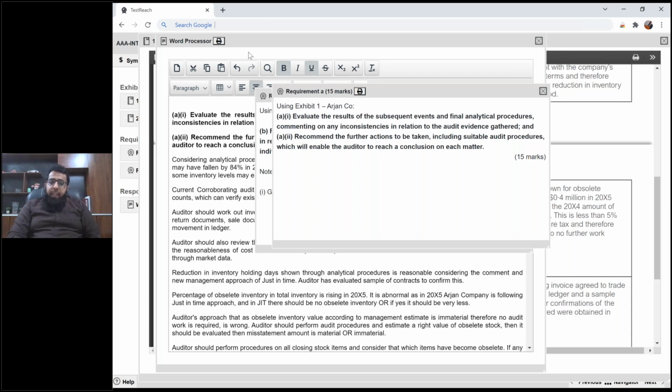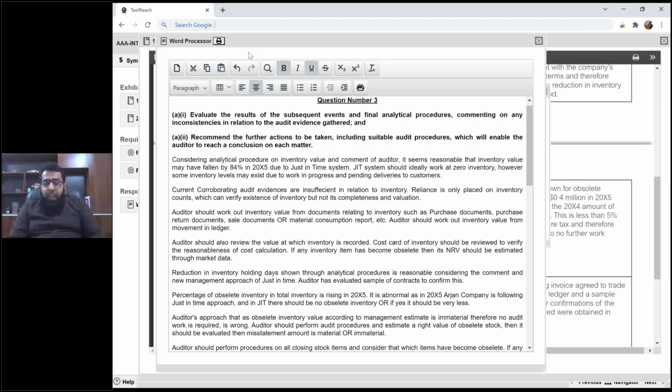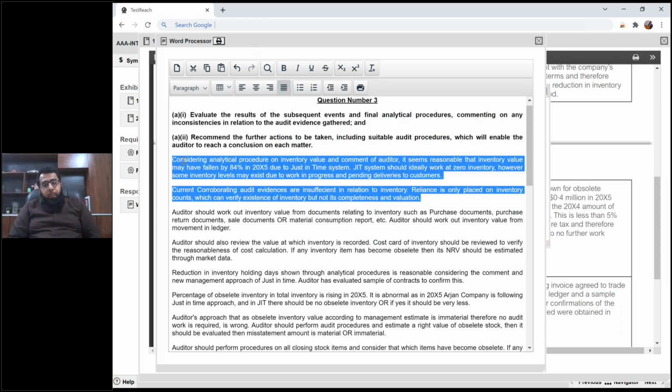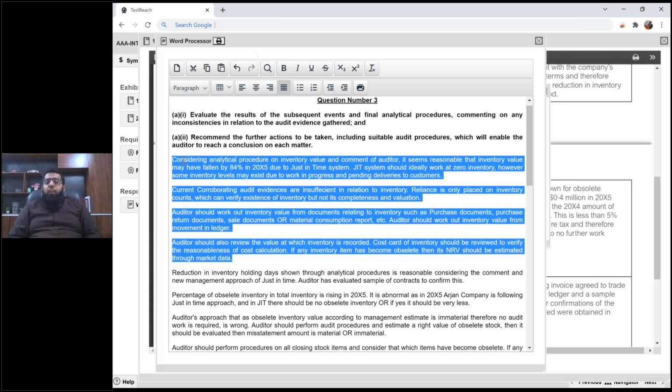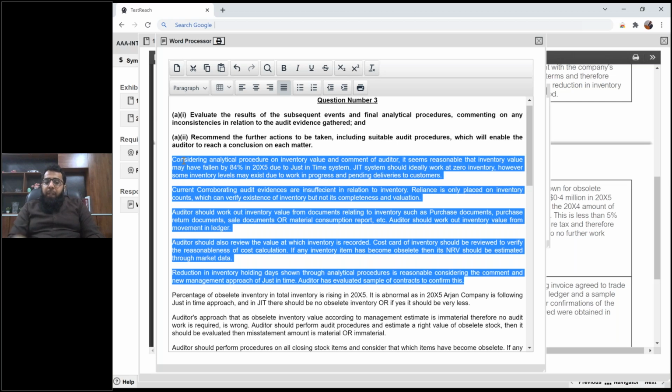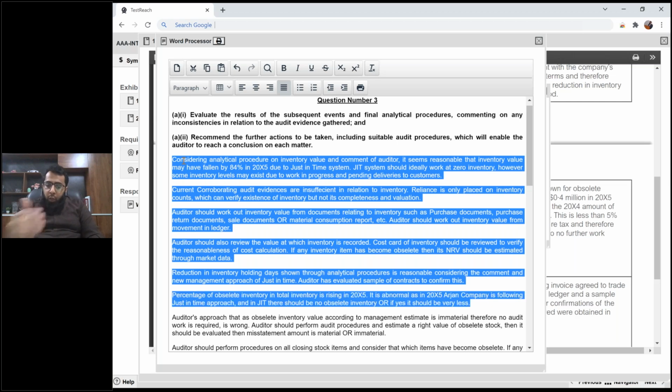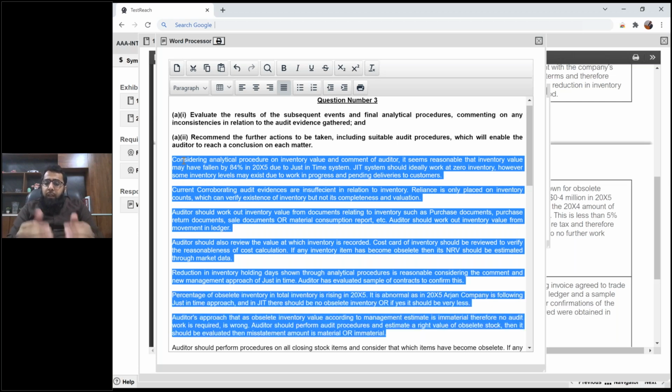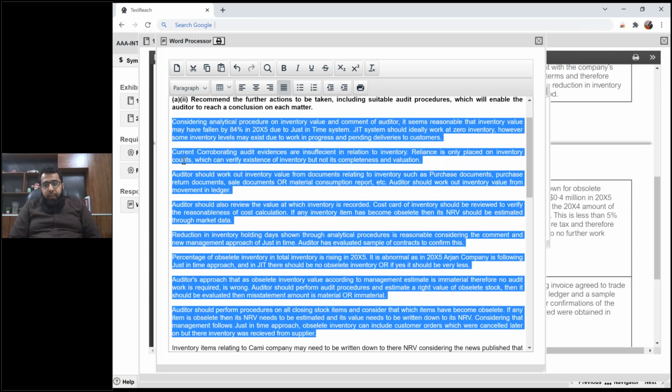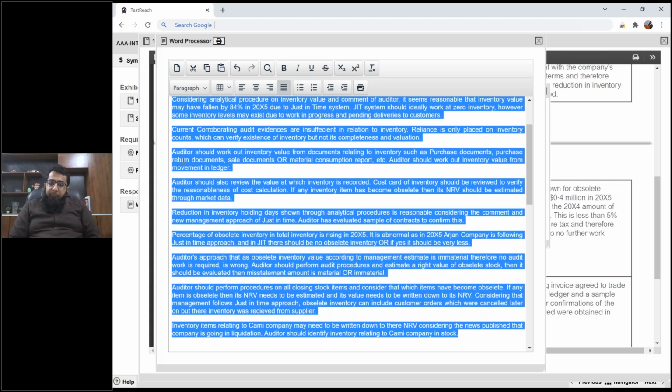See that, if you look at the inventory value, I commented on the analytical procedure, I commented on the corroborating evidence, and third, I commented on what additional action or procedures should be done. So it is very easy to do it together. Then we commented on inventory holding, then the percentage of obsolete inventory, auditor approach, and we commented on the procedures and actions. Is it clear? Everyone.